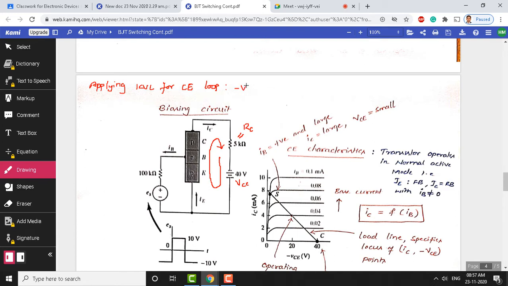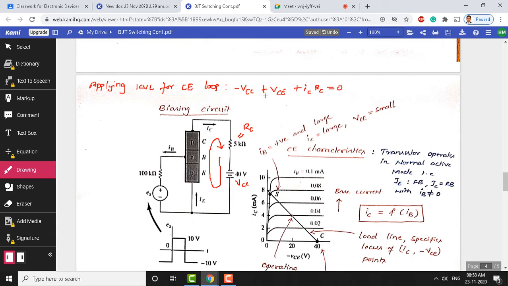Minus VCC. I start from here and move all the way around this loop. There is a device here, the BJT, so the collector emitter voltage exists here, so plus VCE. Then there is a drop across the resistor, the 5 kilo ohm resistor RC, so plus IC times RC equals 0. This is the common emitter loop equation from Kirchhoff's law.